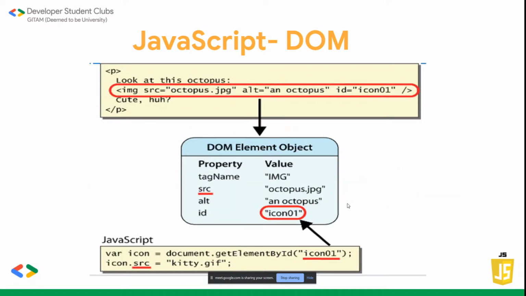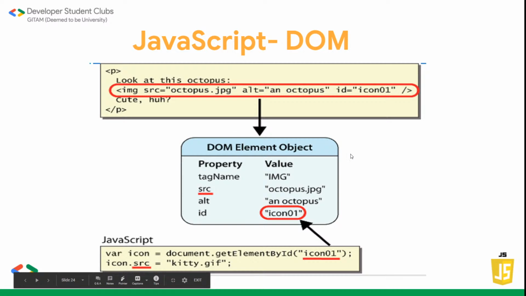So this is a beautiful example of how the JavaScript document object model works. Here we have an image tag. As you can see, an image tag has some attributes called source, alternate, ID. Source has some value, alternate has some value, ID has some value. This whole tag gets converted into a DOM element object. The DOM element object has all its values. Tag name is image, since it's an image. SRC is what we mention here, alt is what we mention here, ID is what we mention here.